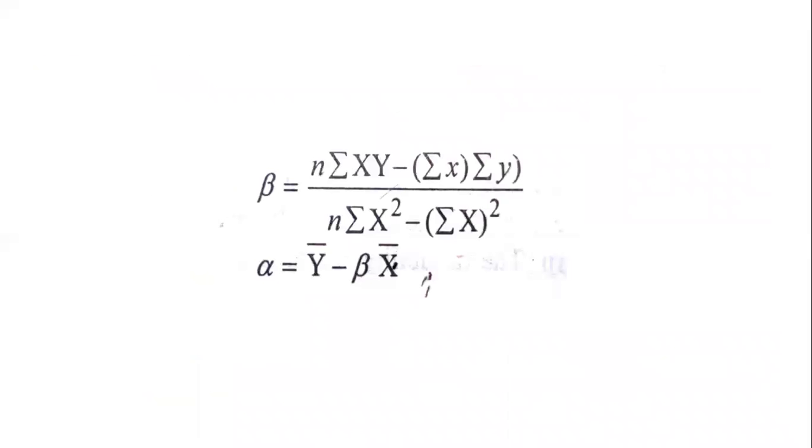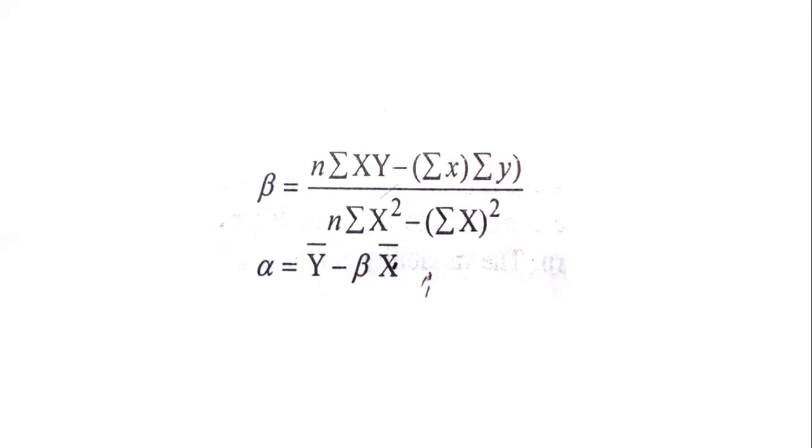So to calculate beta, we use the following formula for the given problem: n into summation xy minus bracket summation x into summation y, divided by n into summation x square minus bracket summation x bracket square. And then we use the alpha formula to calculate alpha: y bar minus beta x bar.